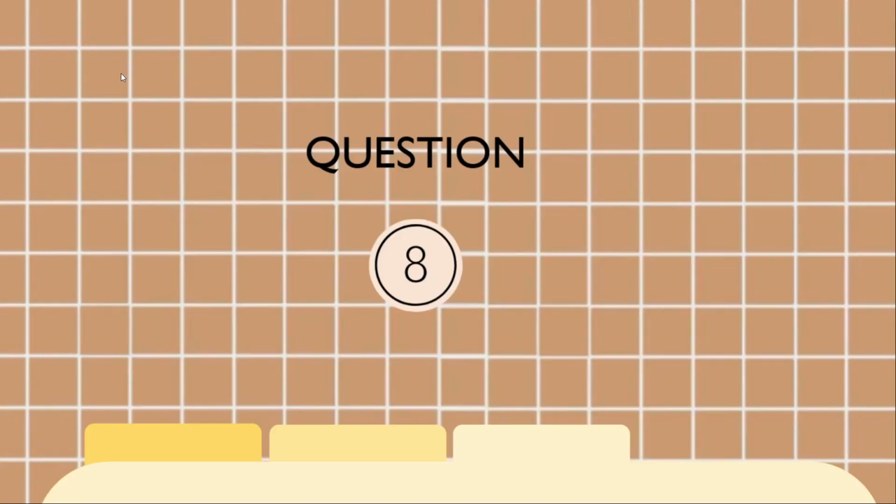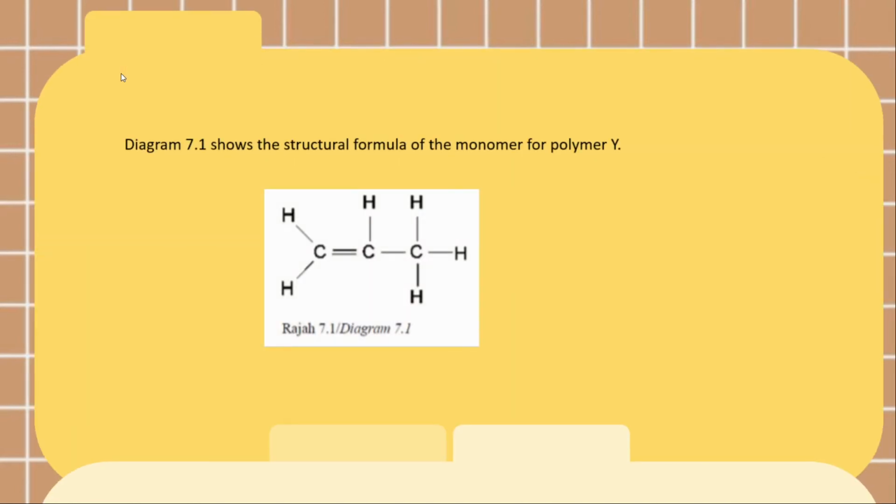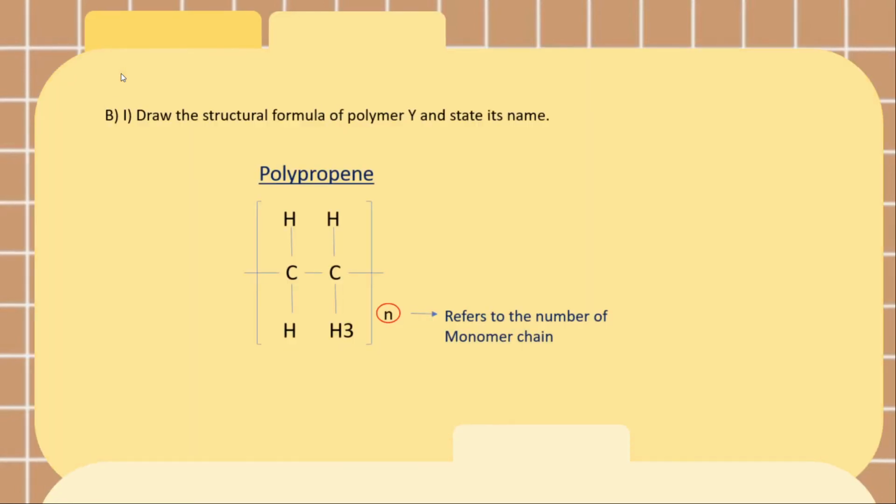Question 8. The monomer of polymer Y is propene. The question asks the structural formula of polymer Y. Polymer Y is polypropene and the structural formula is as shown. And the n outside the bracket refers to the number of monomer units in the chain.